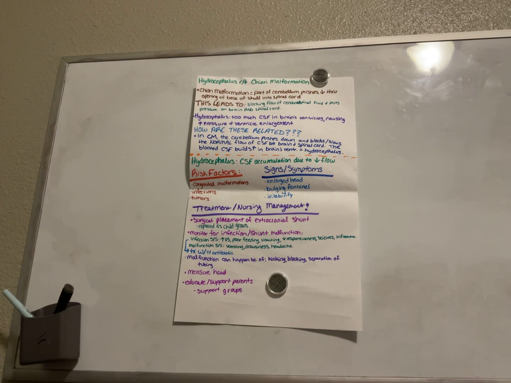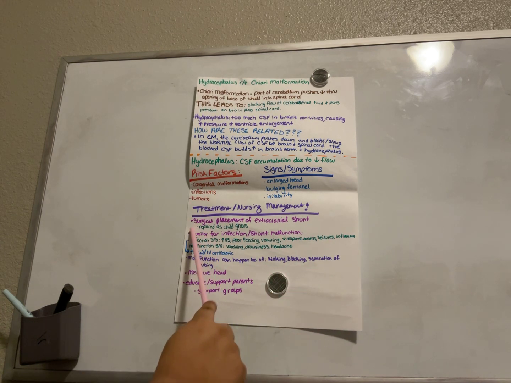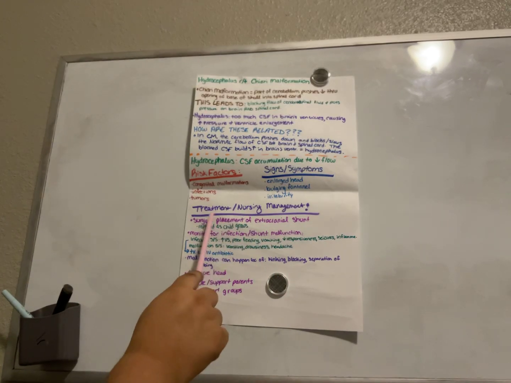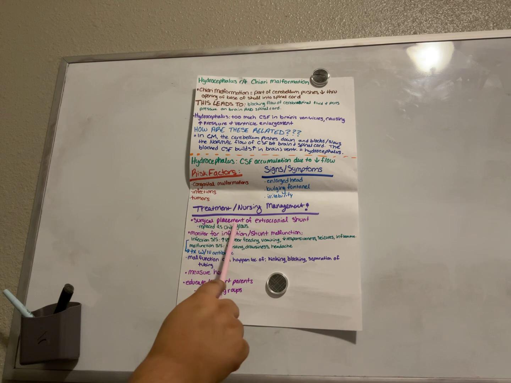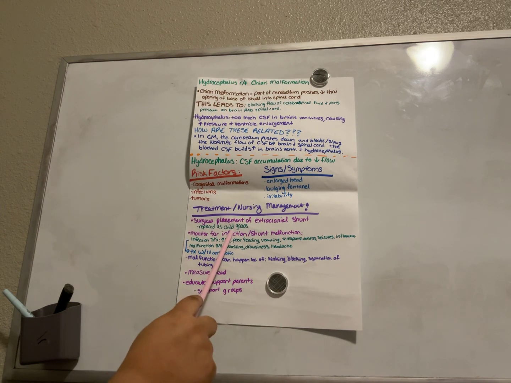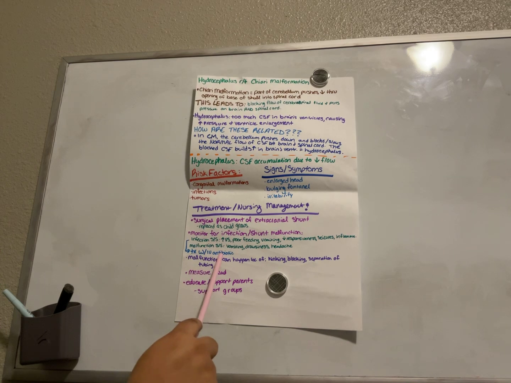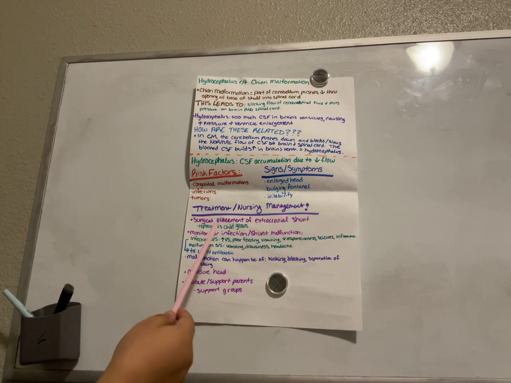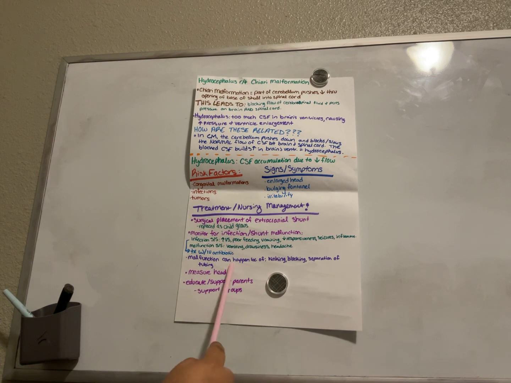Malfunction of the shunt can happen because of kinking, blocking, or separation of the tubing. So you're definitely going to want to focus on this treatment nursing management part about the surgical placement, how it is replaced, and then you want to know the signs and symptoms of infection, how to treat it, which is with IV antibiotic, and then the shunt malfunction signs and symptoms and why it can happen.